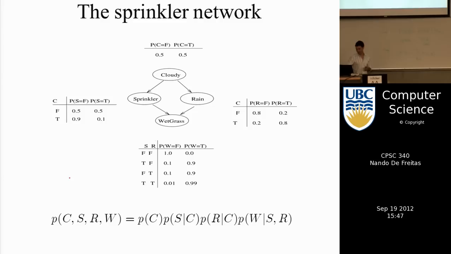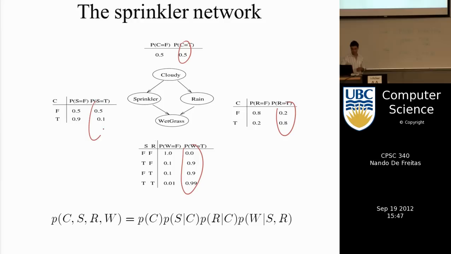Okay. Now, we also introduced this graph in the last class, which was something that we're going to call the sprinkler network. And the rest of the slides in this lecture will make use of the sprinkler network. We're going to ask all sorts of questions about the sprinkler. The first question that we will ask, and let's assume that all these numbers have been given.